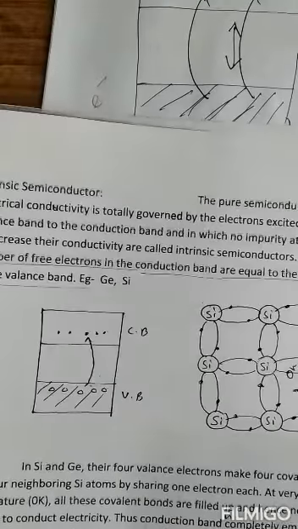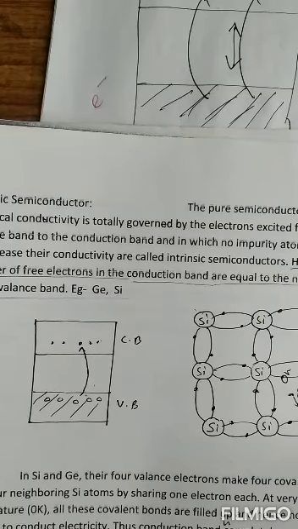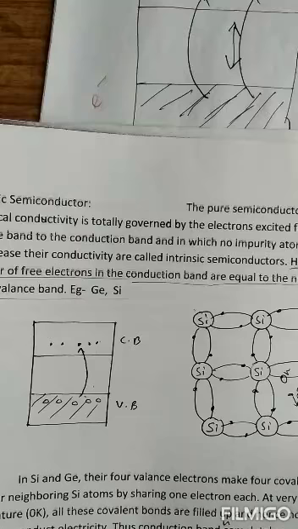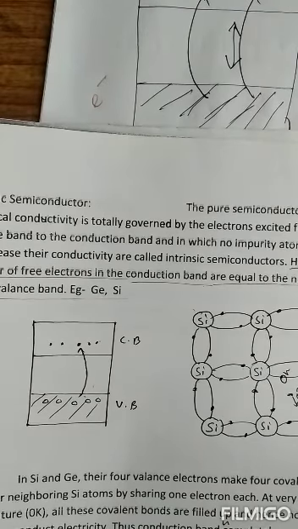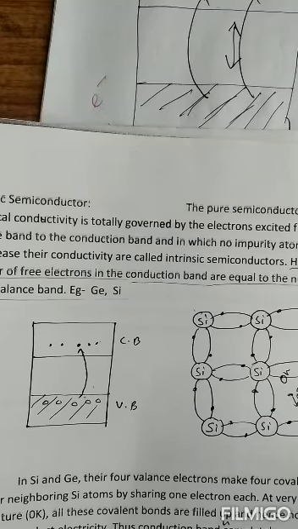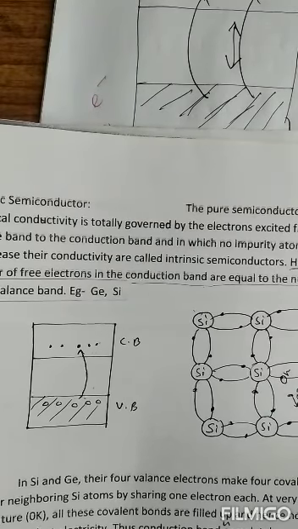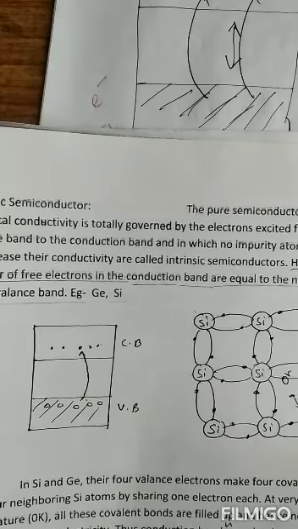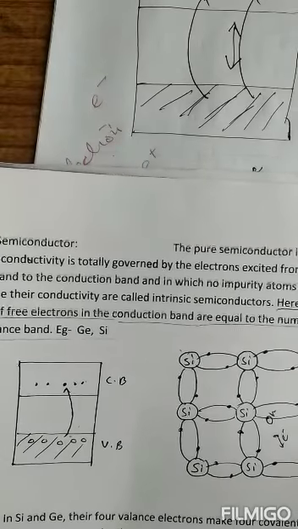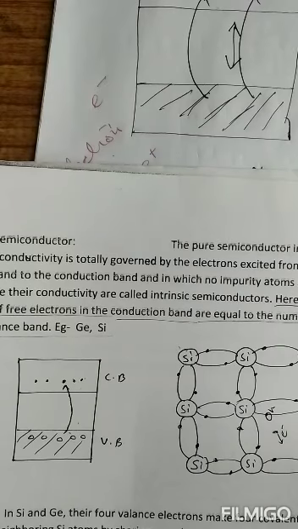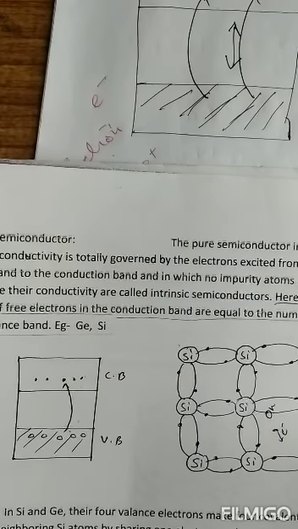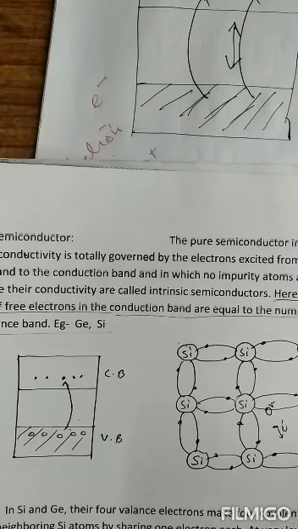I will read out the notes, listen. The pure semiconductor in which electrical conductivity is totally produced by the electrons excited from valence band to conduction band, and in which no impure atoms are added to increase their conductivity, is called an intrinsic semiconductor. Here, the number of free electrons in the conduction band is equal to the number of holes in the valence band.